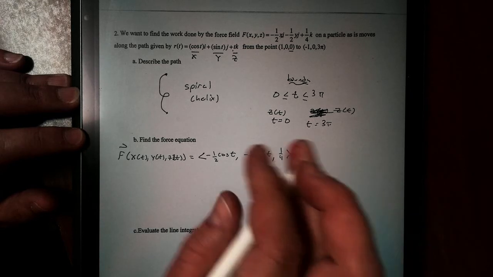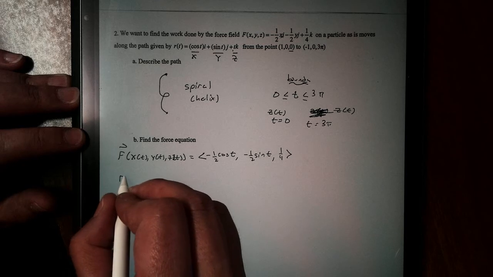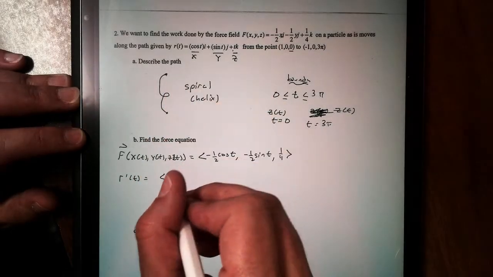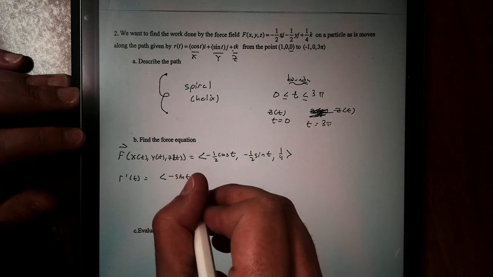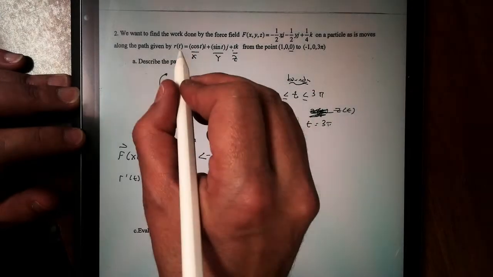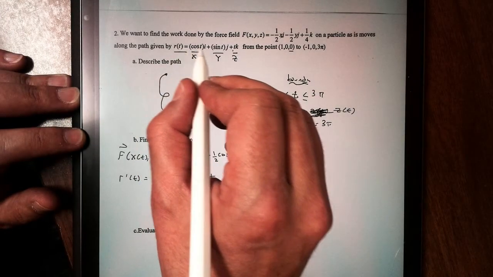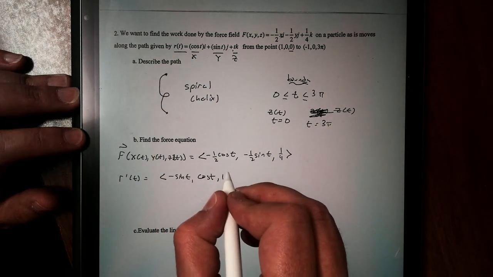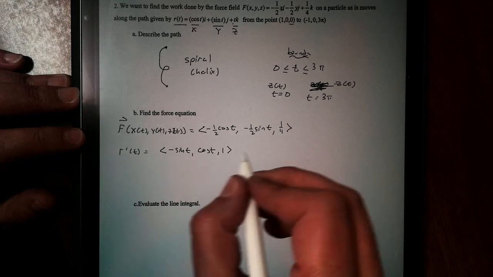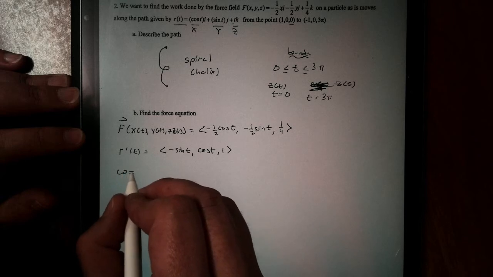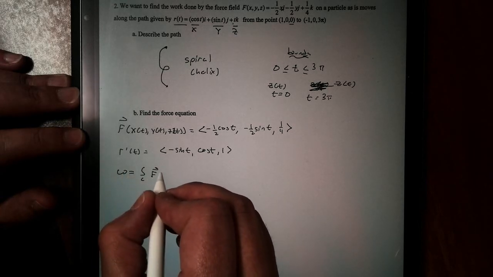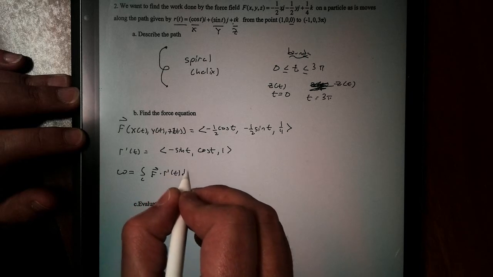And the next thing we need, of course, is r prime of t. We have to take the derivative. That's not hard to do. Negative sine of t, cosine of t, because remember, I'm getting it from r up here, and then comma 1. Our equation, remember, to get work, is the line integral of our vector force times r prime of t dt.